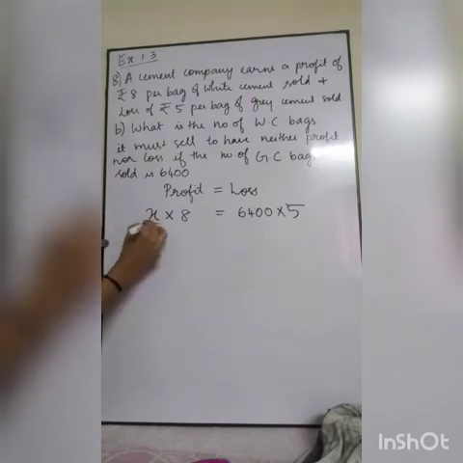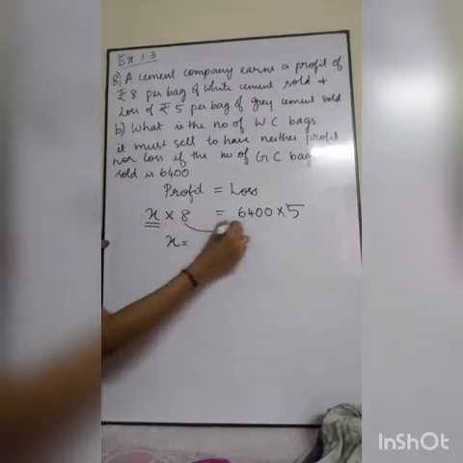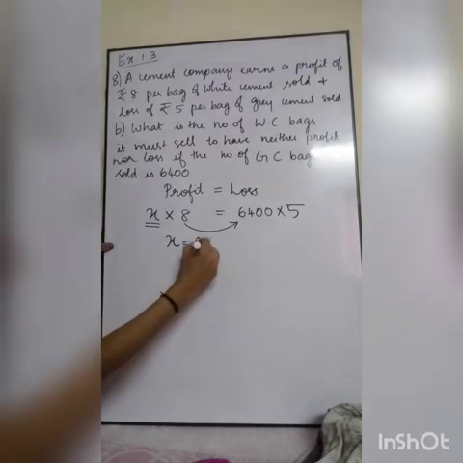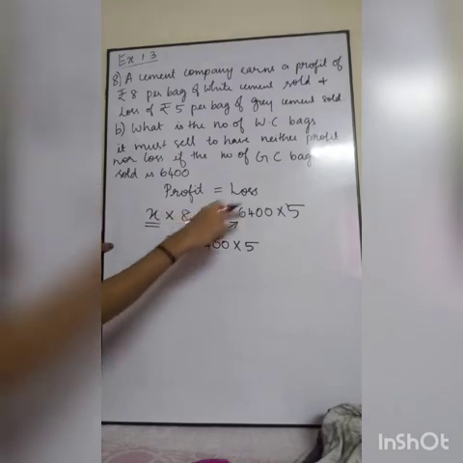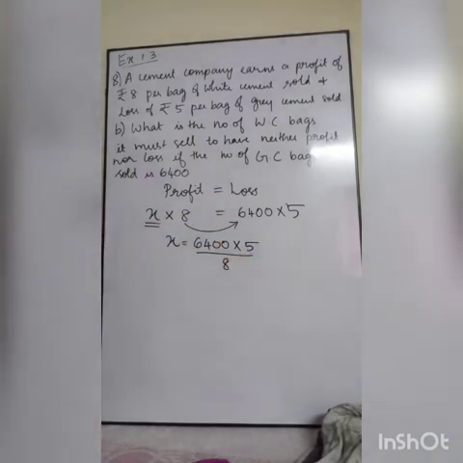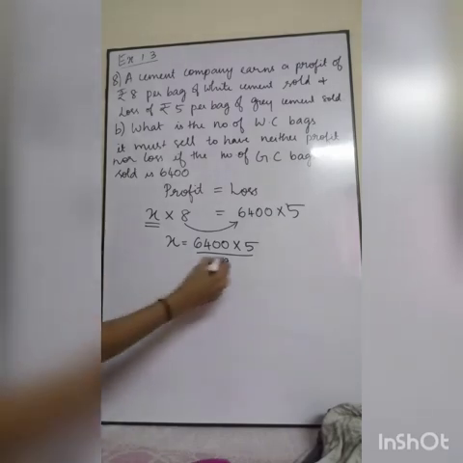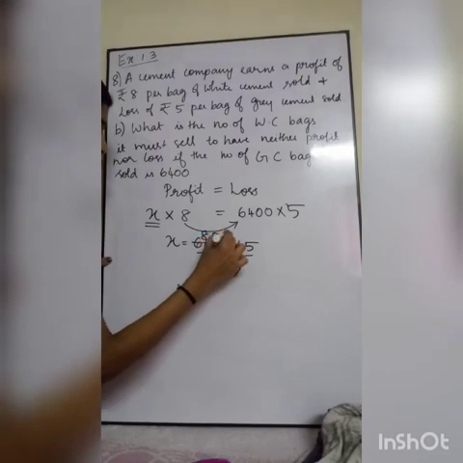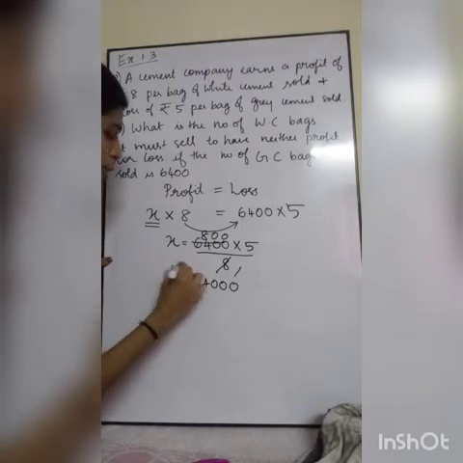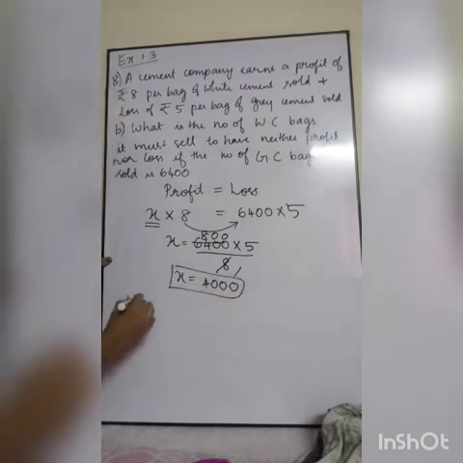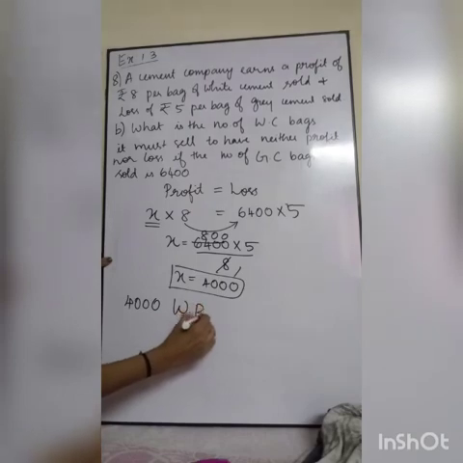Now if you want to find this, this will go that side. So 6,400 into 5, here multiplication by 8, if it goes to that side, it becomes division by 8. I want to find the number of white bags, so I am sending this 8 to that side. So 6,400 into 5 divided by 8. Now 8 ones are 8, 8 8s are 64, 0. 8 into 5, 4,000. So how many white bags should I sell? I should sell 4,000 white bags.